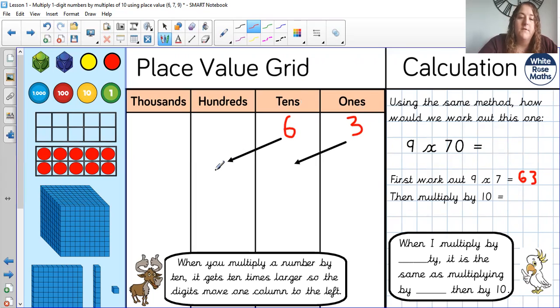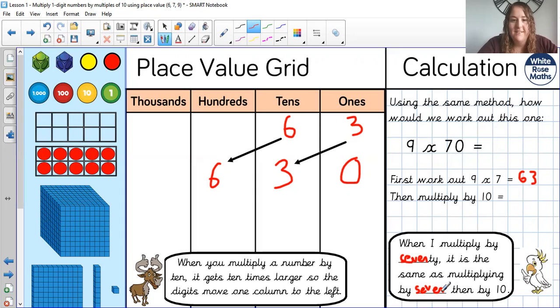So I need to move the digits one column to the left. So the 6 in the tens is going to go into the hundreds. The 3 in the ones is going to go into the tens column. And then I'm adding that space holder 0. And then again, if I can fill in my Coco down here, when I multiply by 70, I'm going to write on it this time, 70. It is the same as multiplying by 7, which is what we did first of all, and then by 10.